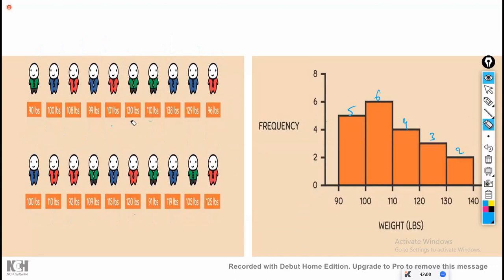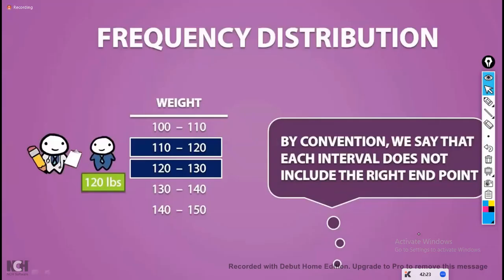This is a continuous variable because it is the weight of the student in lbs. The weight is the variable name, and for that variable you have to take it as a continuous variable. For a continuous variable, you have to represent it in intervals. This is called a continuous frequency distribution. By convention, each interval doesn't include the right endpoint. Convention means by default.